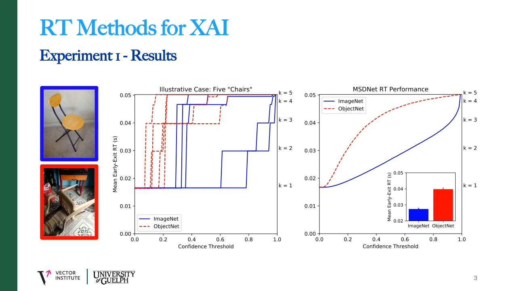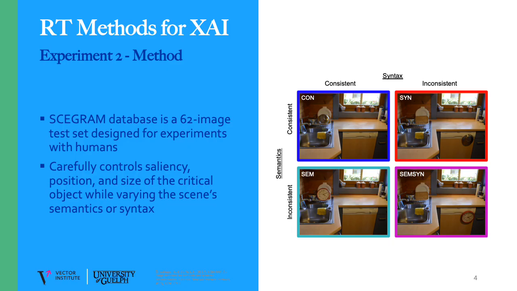This pattern of results is a proof of concept for using response time analyses to document task difficulty, but we can't make very strong claims about feature processing because there are many differences in the input between ImageNet and ObjectNet. To do that, we need input with more carefully controlled features. Let's take a look at the scene grammar dataset designed for experiments with human subjects, or CGRAM for short.